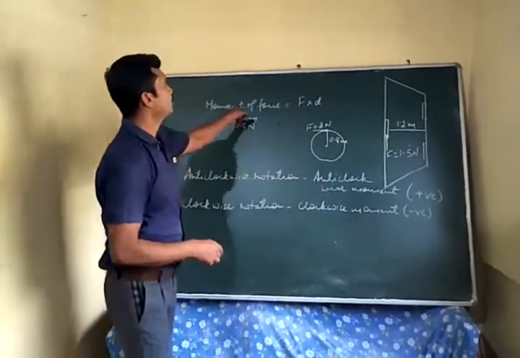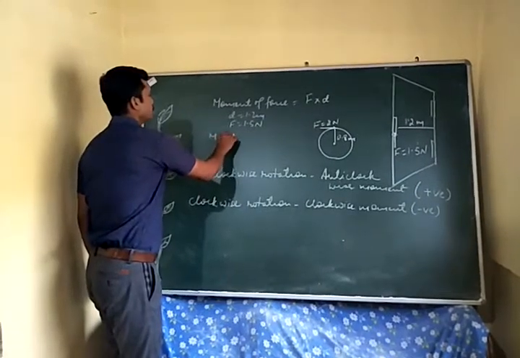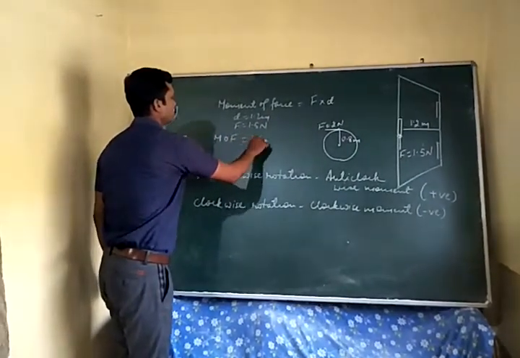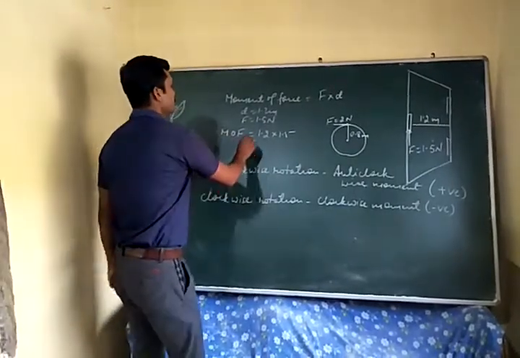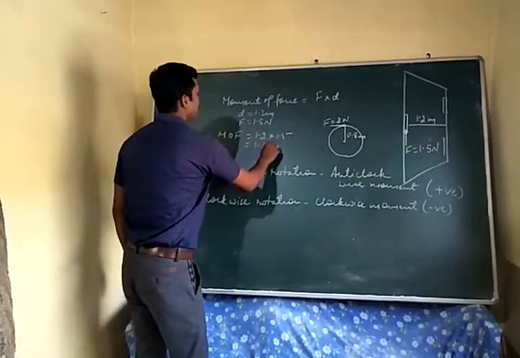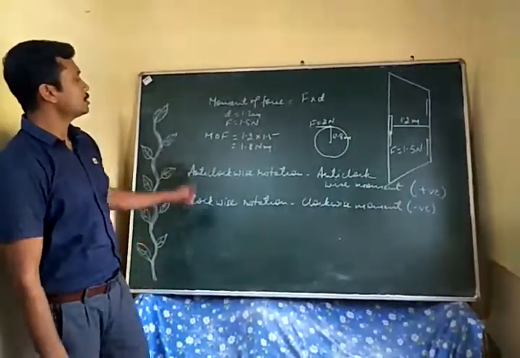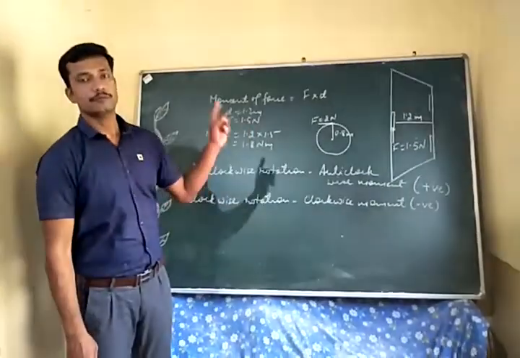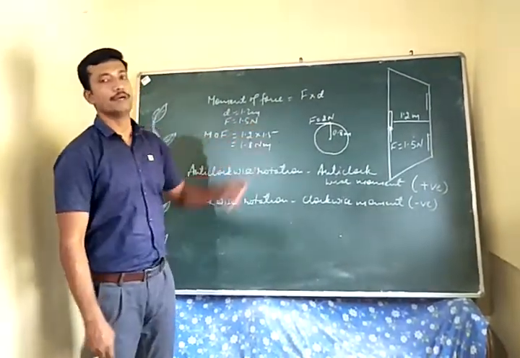We have the formula force into distance, so we can write moment of force is equal to 1.2 into 1.5, which will be equal to 1.8 Newton meter. So this is the moment of force required for the door to be opened using the force of 1.5 Newton.